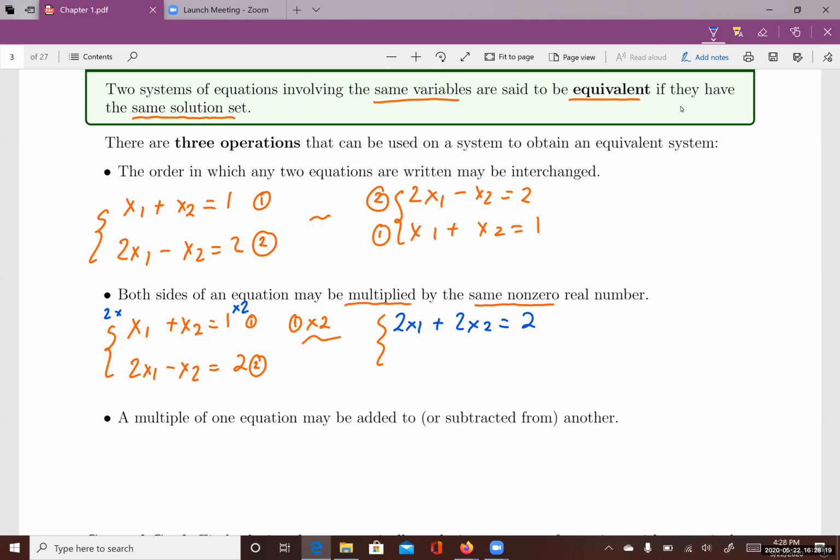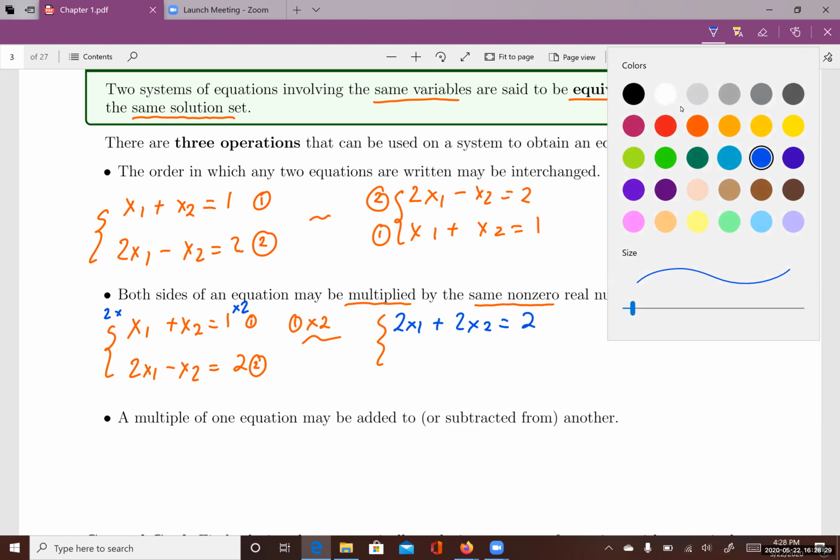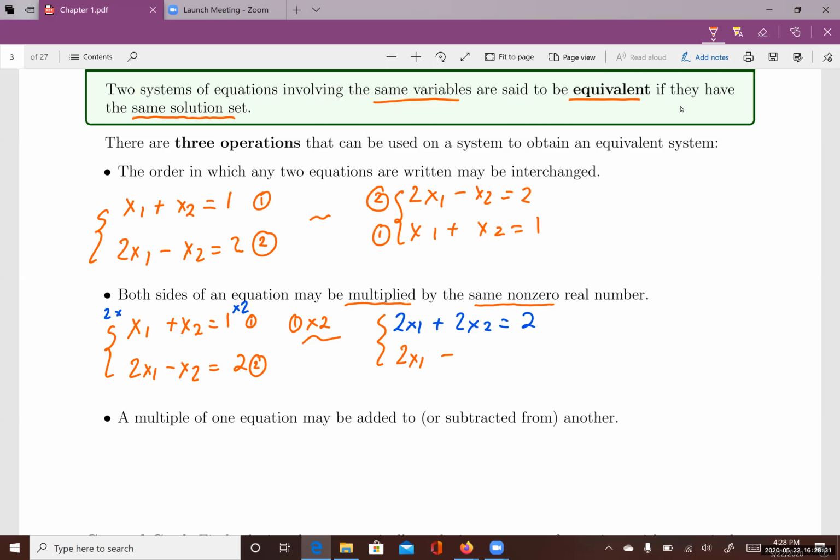And I keep the second equation the same, so it is just 2x1 minus x2 equals 2. This is the new system after I take the first equation and multiply by 2. Again, these two systems share the same solution set. That means if you find a solution for this system, that solution will also be the solution for the other system.